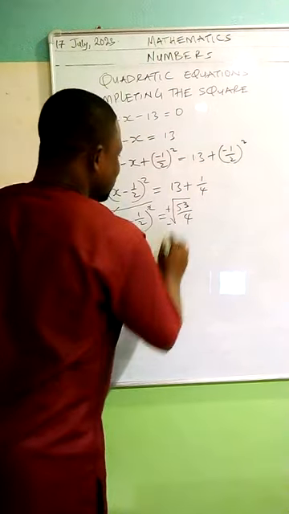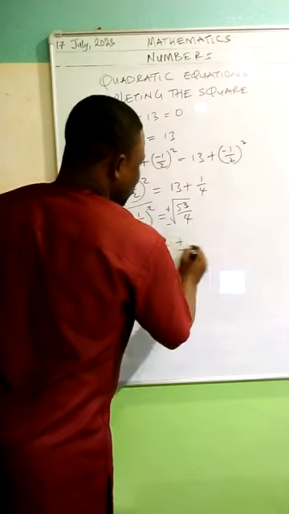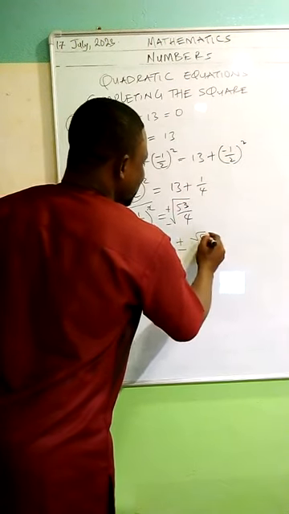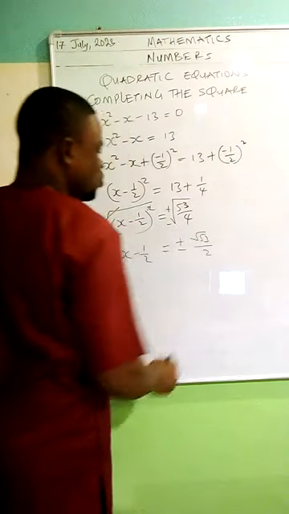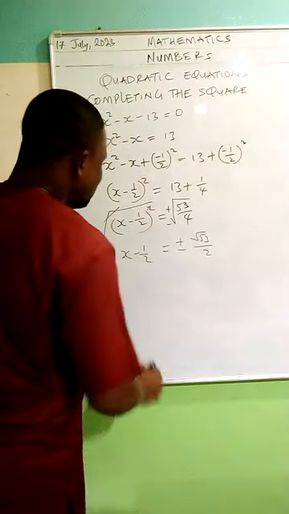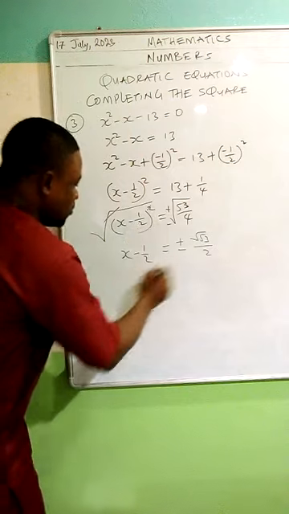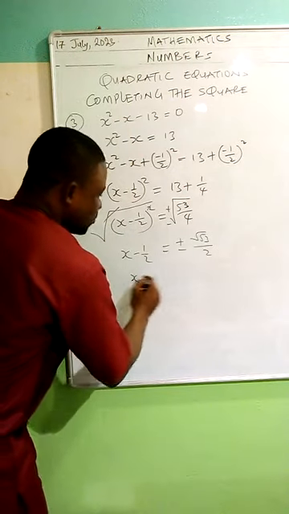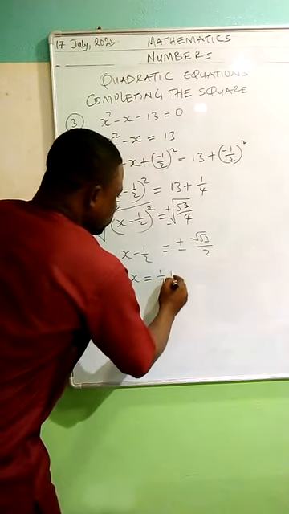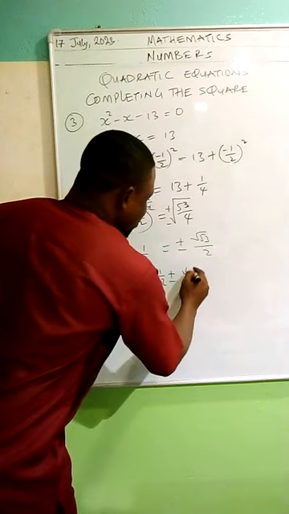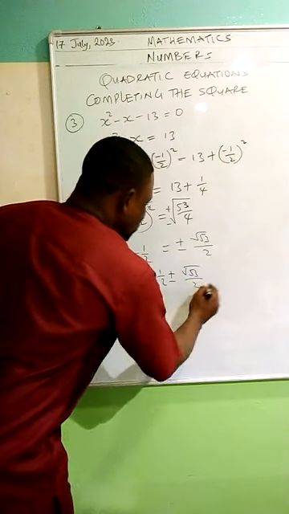Then I'll have what now? The square root of what? Of 53. It's not a perfect square, so I'll leave it. The square root of 4 is what? It's 2. So you can come out of it. Alright? So I end up getting what now? This guy going to the other side. So I'll have X to be equal to what? 1 over 2 plus or minus what? The square root of 53 over 2.